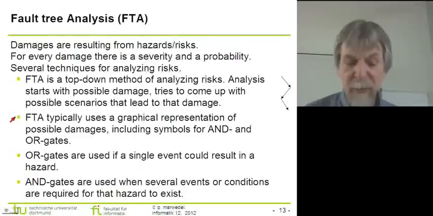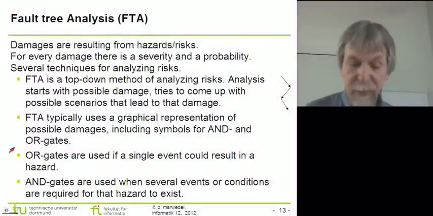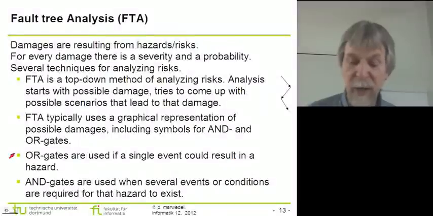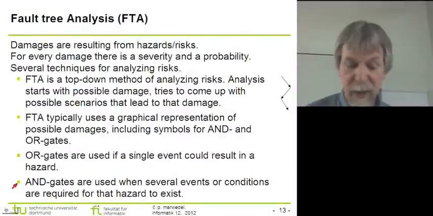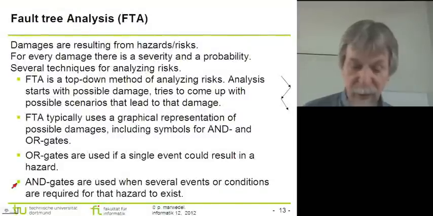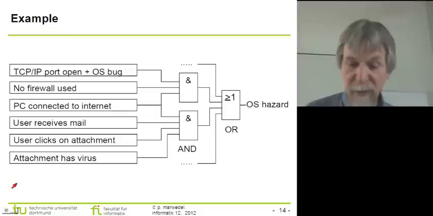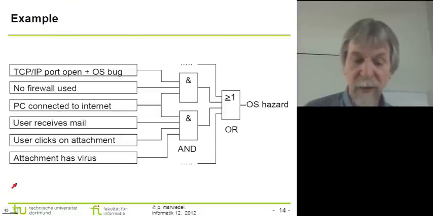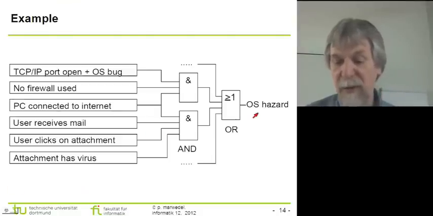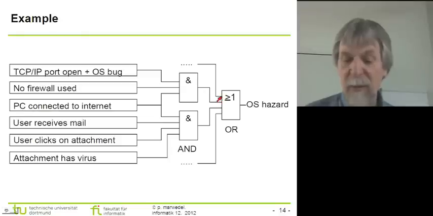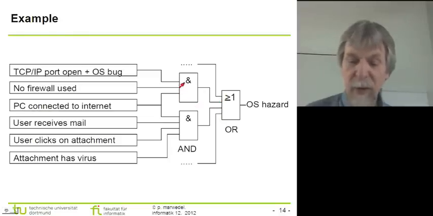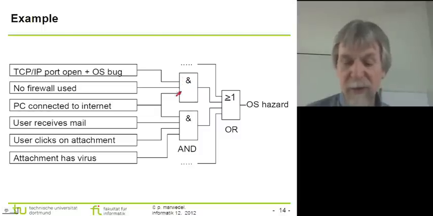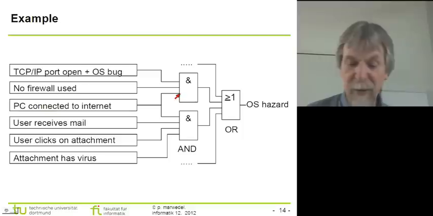FTA typically uses a graphical representation of possible damages, including symbols for AND and OR gates. OR gates are used if a single event could result in a hazard, and AND gates are used when several events or conditions are required for that hazard to exist. So, for example, we can consider the case of having a hazard in an operating system. There are many possible reasons why we can have a hazard in the operating system, and for each of the reasons there must be several conditions that must be met for this hazard to exist.